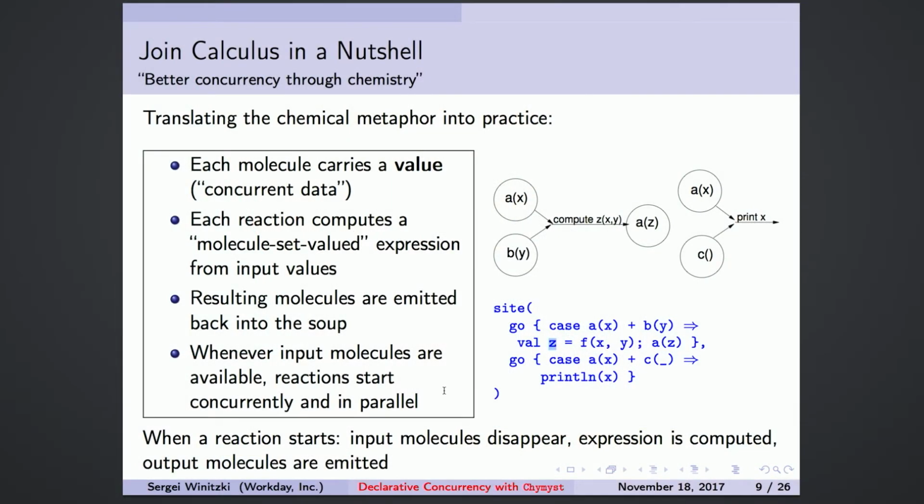So the semantics is that when the reaction is defined and the molecules are emitted, then the runtime will look for molecules that can be consumed. So, for example, A and B. So it will see whether some A and B has been emitted into the soup at this site. And then, if so, it can start the reaction. A and B will be consumed, instantaneously disappear atomically. So that's a synchronization primitive. And then you compute a new value, and you emit the molecule A with a new value back into the soup. And then, let's say there are more B's in the soup, then this can continue.